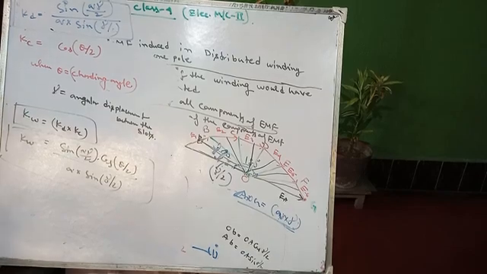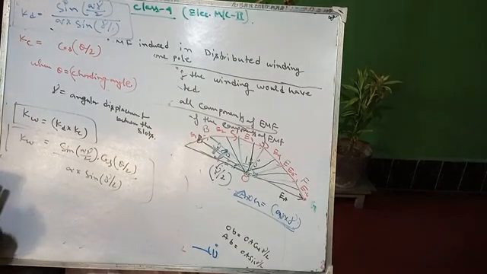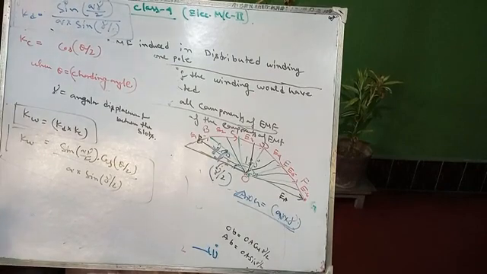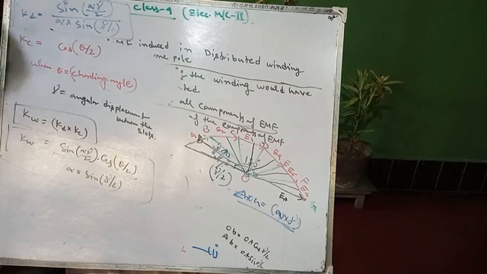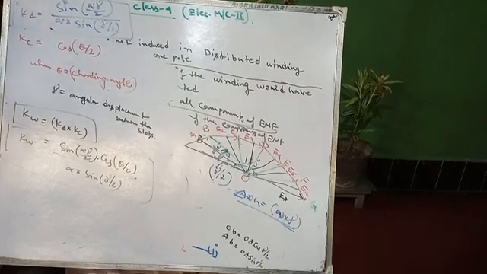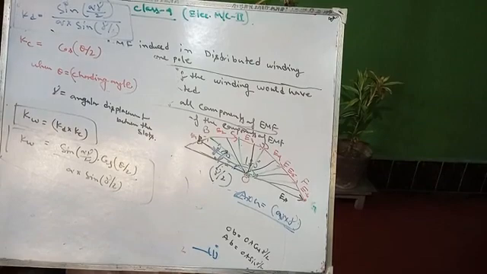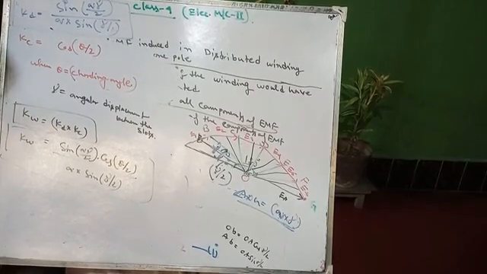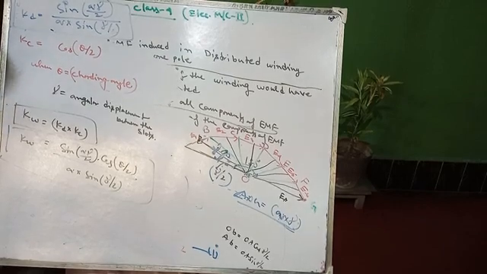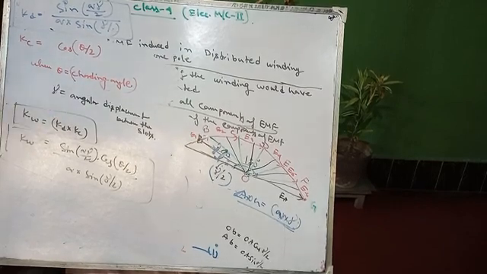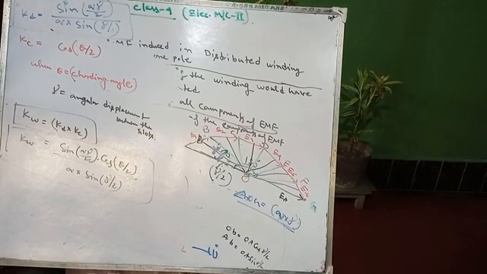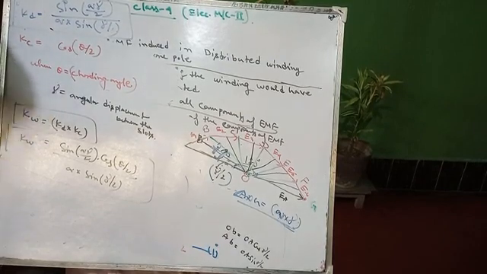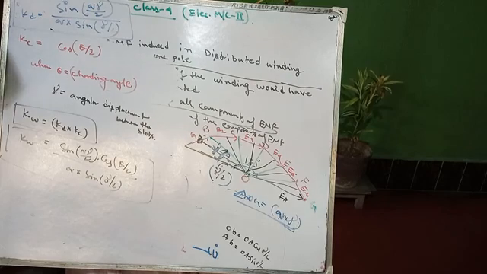Today I have to complete a problem regarding this formula. Example: calculate the distribution factor for a 36 slots, single layer 3-phase winding having 4 poles.